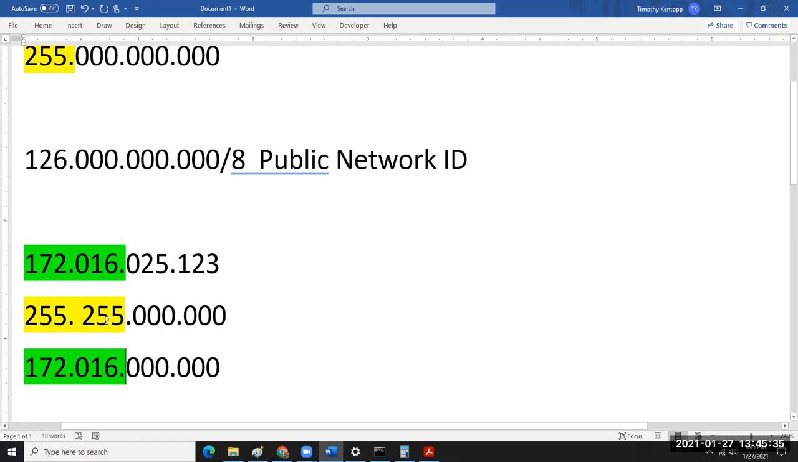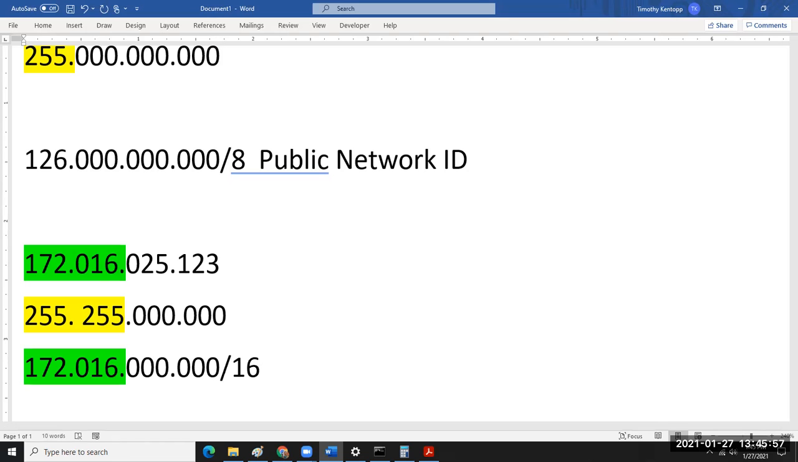And how many ones do I have here? Well, the first 255 is how many ones? 8. And the second 255 is how many ones? 8. So 8 plus 8 is 16, right? Not a trick question.